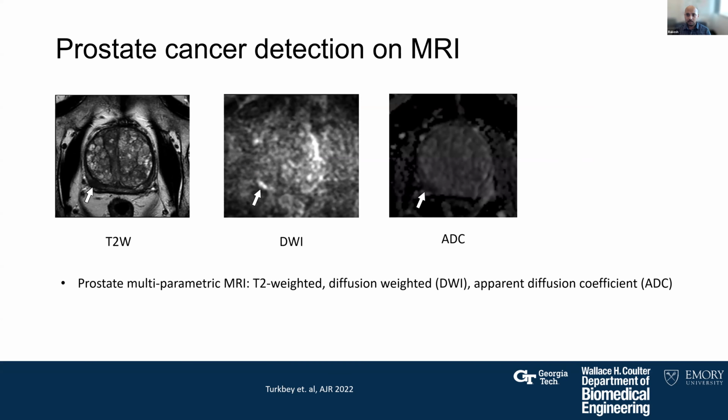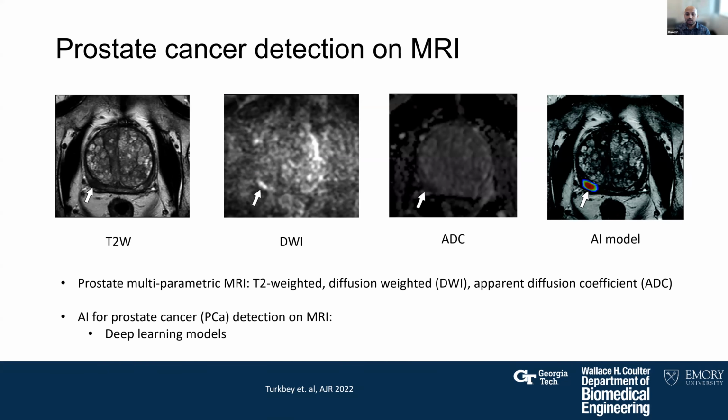Prostate cancer affects a significant percentage of men worldwide, and increasingly multiparametric MRI is being used for prostate cancer diagnosis. Prostate MRI typically consists of T2-weighted, diffusion-weighted, and ADC sequences. Recently, there has been significant development of AI tools for prostate cancer detection on MRI.